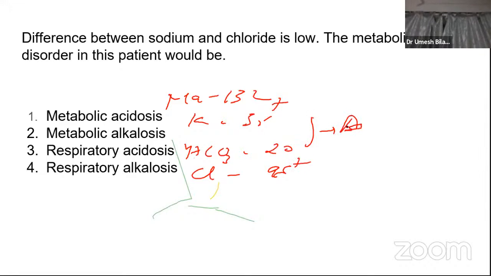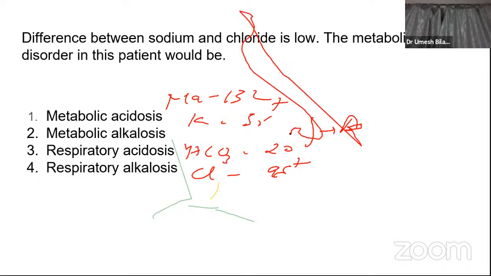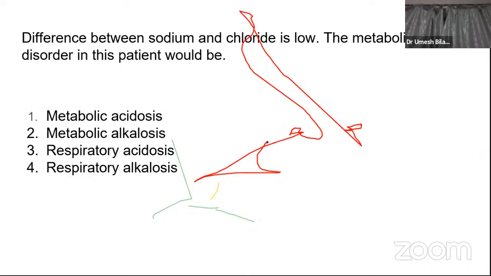That means, yeah, they are putting it. Somebody said Manjunath, high anion gap. Yeah, high anion gap. That is the answer. Metabolic acidosis is the answer.